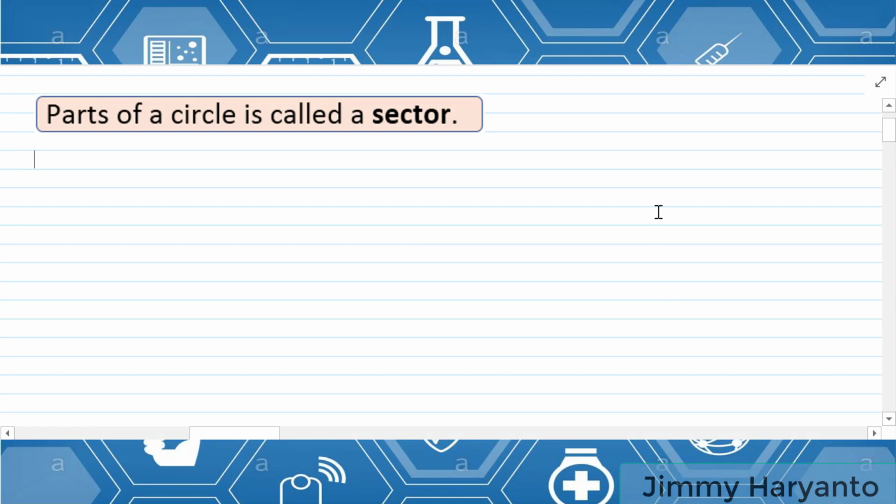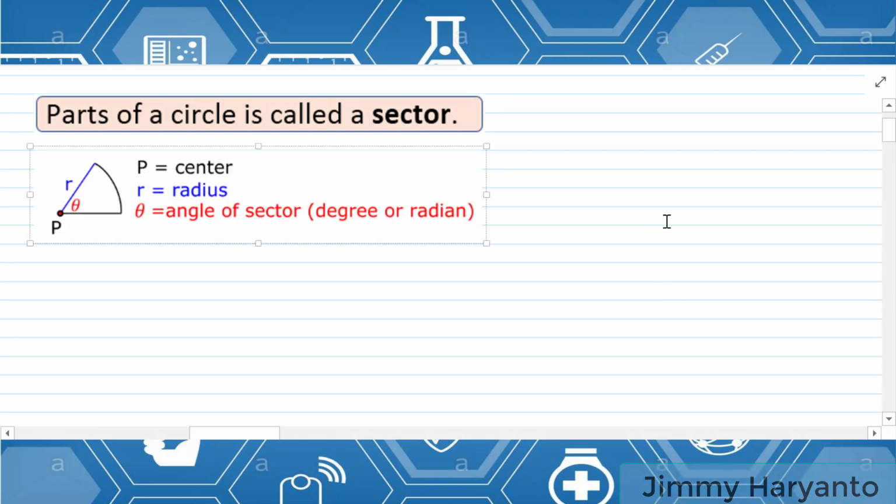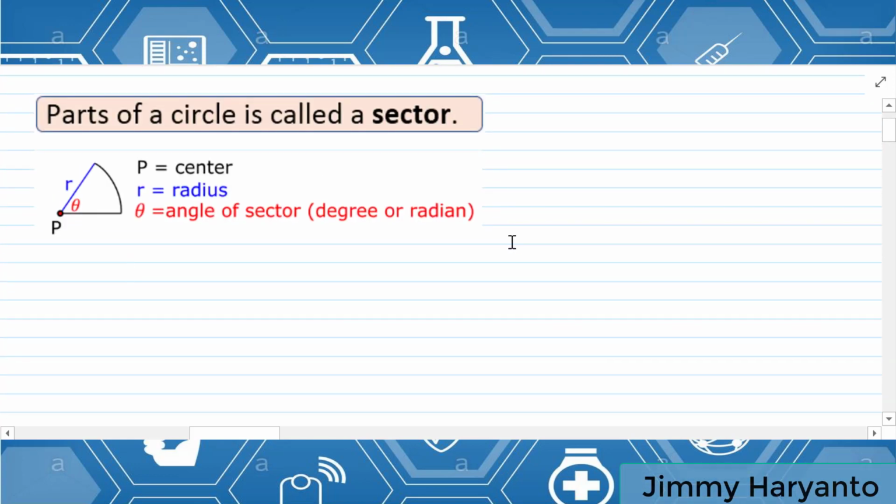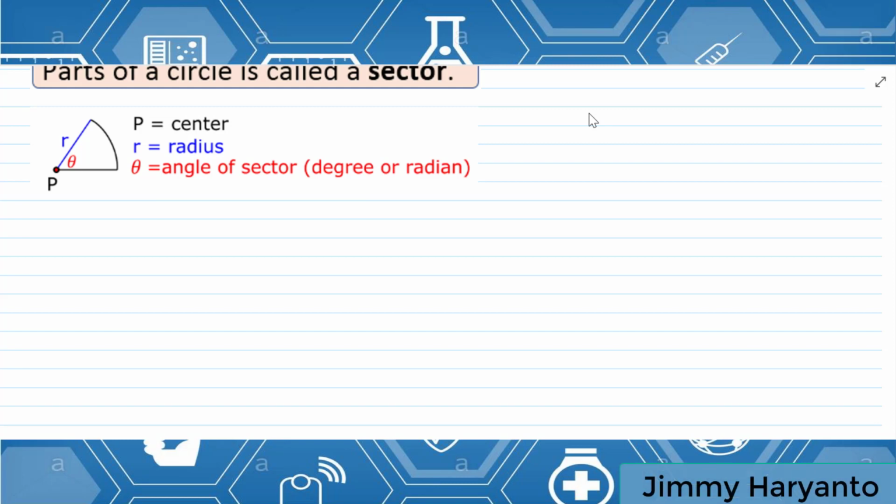Part of a circle is called a sector. So this is a sector. This is part of a circle. The sector also has a center, a radius, and the angle of the sector. It has an angle because it is part of a circle.